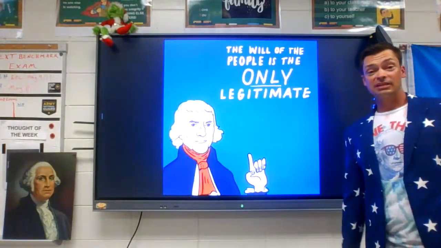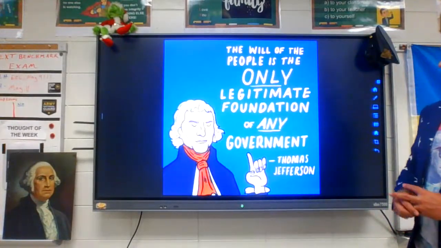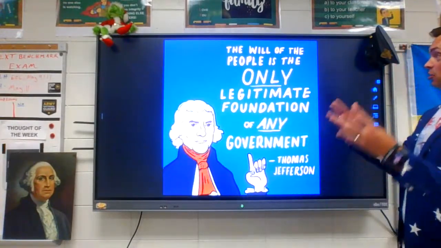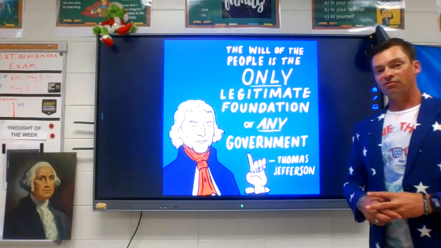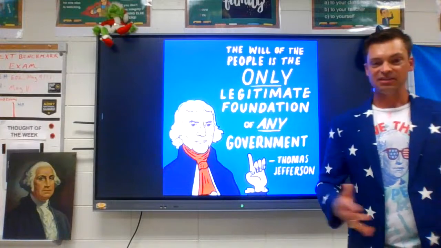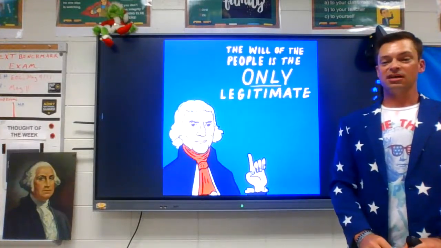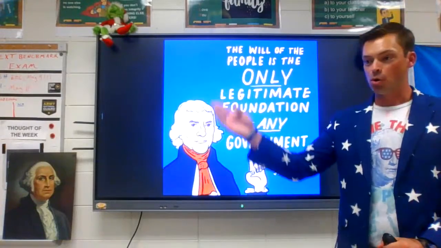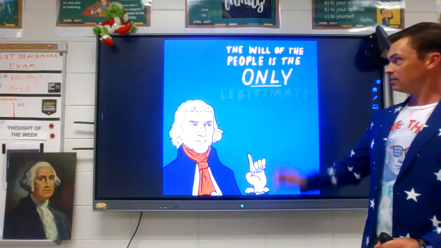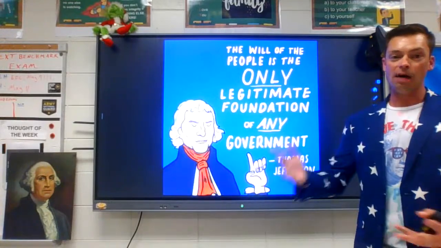Those are all the categories put together. I'll sum it up with Thomas Jefferson here. Thomas Jefferson says the will of the people is the only legitimate foundation of any government. And that certainly fits inside of his thinking. He does not say that the wealthy and elite should create the government or that you should be born into power like a king. He says the will of the people, the common man.